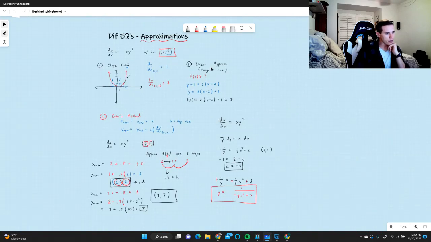This one kind of confused me a little bit. I don't know why the approximation was down here, but I'll have to think about that.